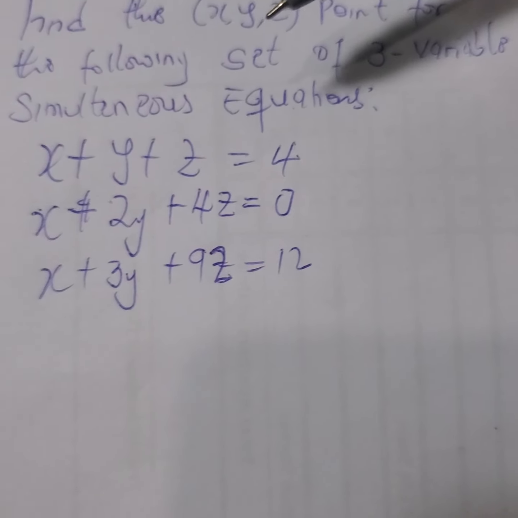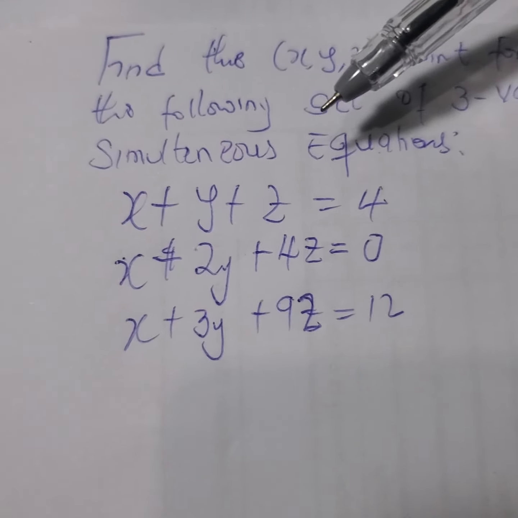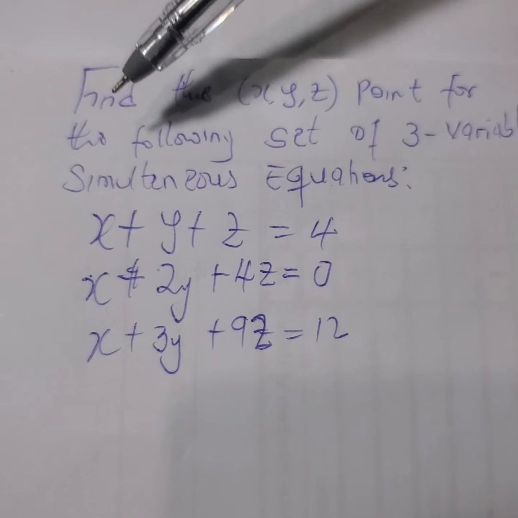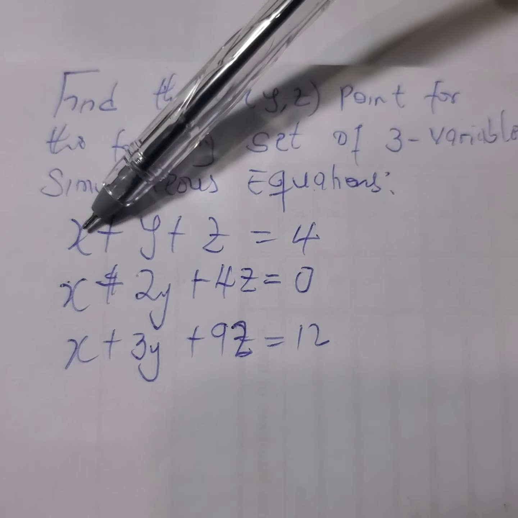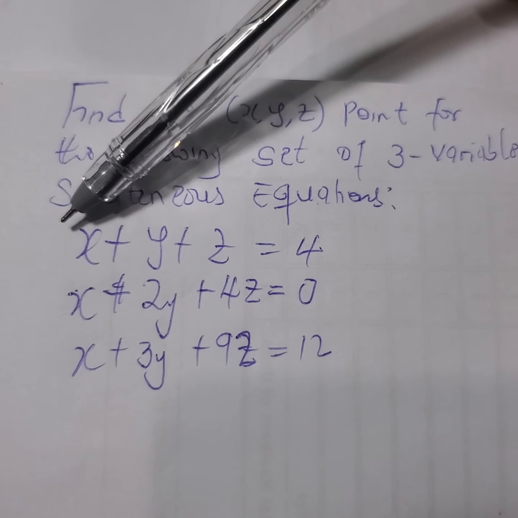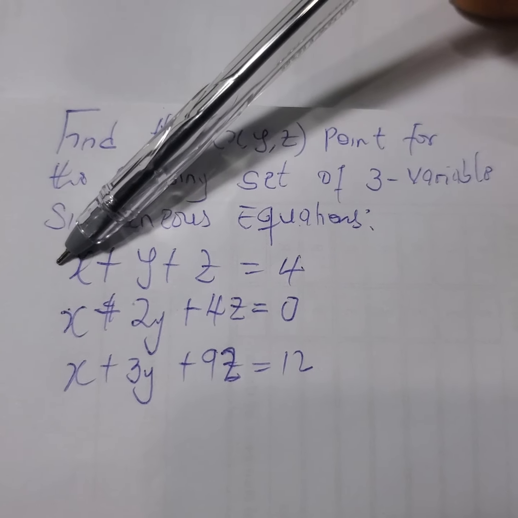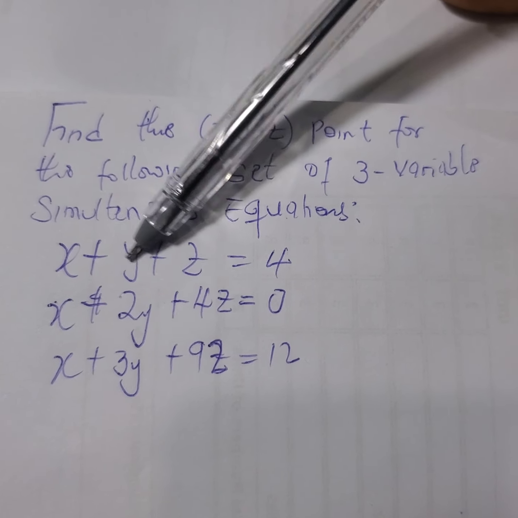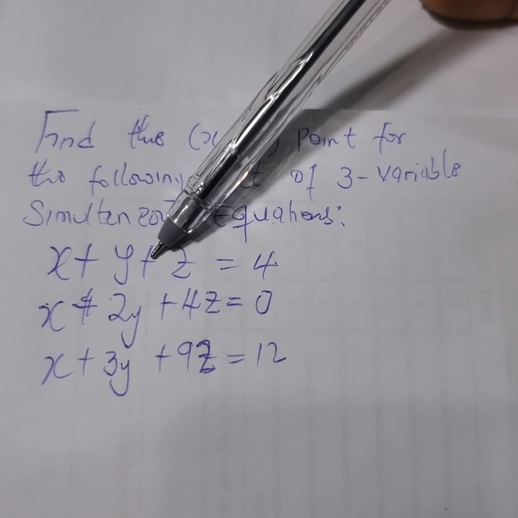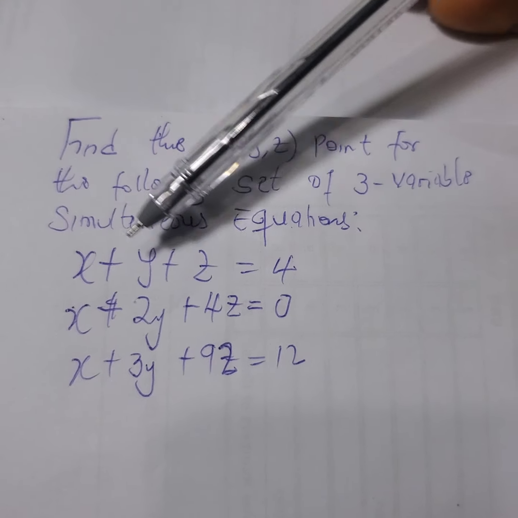Now, before we go into the solution proper, we should have an idea of what the coefficient of an equation is. Look at this variable x. The number in front, together with the sign, is called the coefficient. So here, the number is +1. Here, the number in front of y is +1. The number in front of variable z is +1. Those are the coefficients.